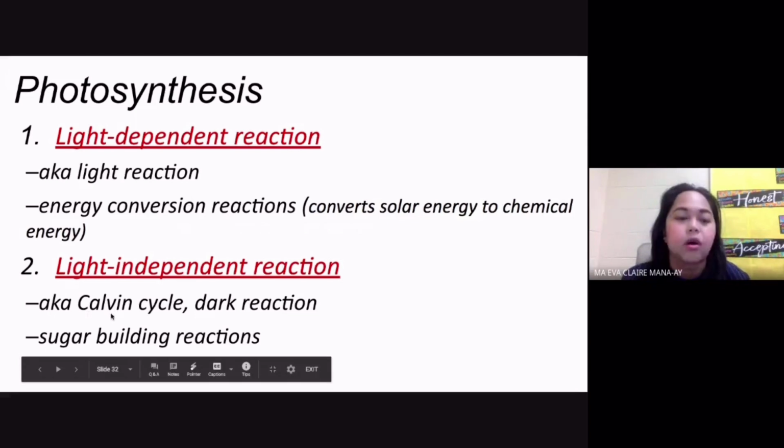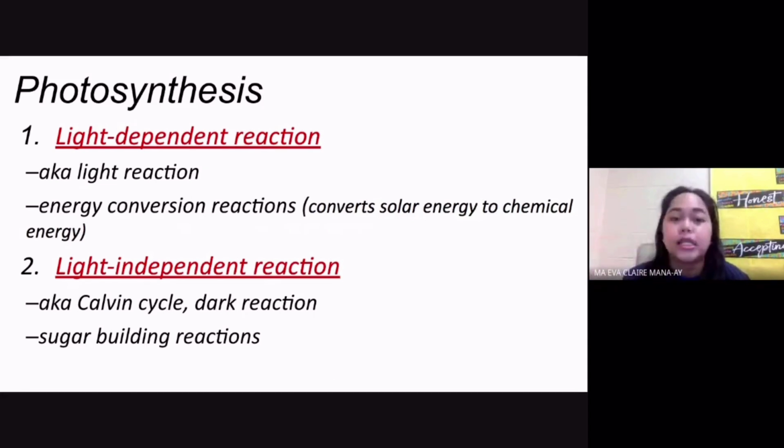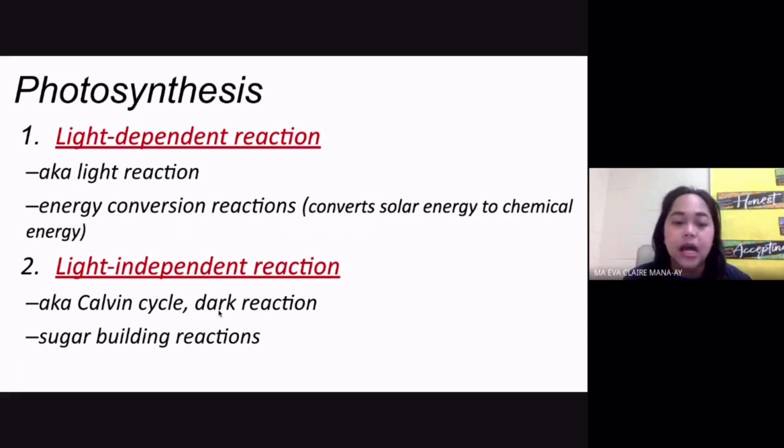This is also called Calvin cycle from Melvin Calvin's name, and dark reaction because it does not need sunlight to drive it. Okay, it does not need sunlight to start the process. Again, it is not true that this only happens at night. It can also happen in the morning, in the daytime. The only meaning of light independent or dark reaction is that it does not use the sun's energy to start the process.